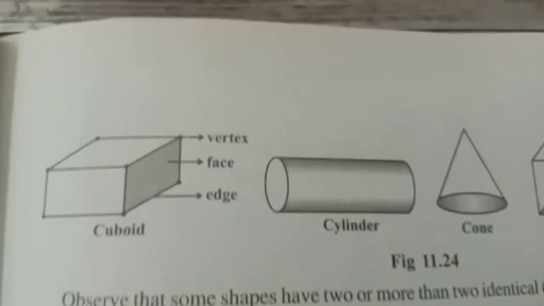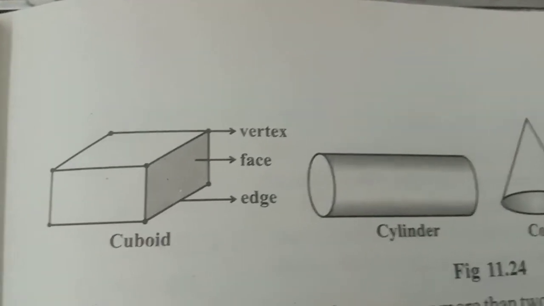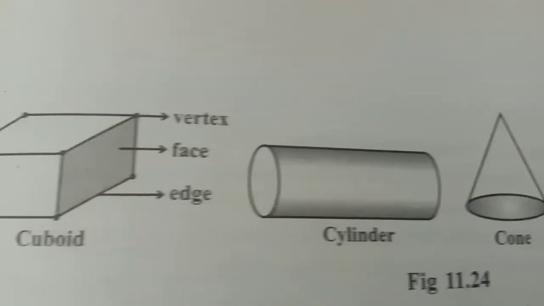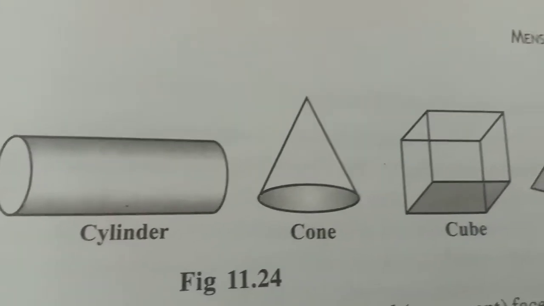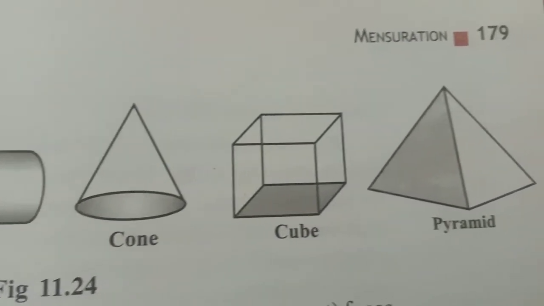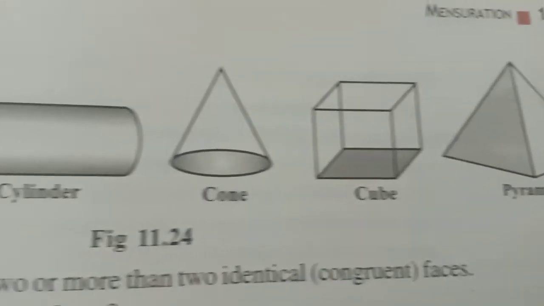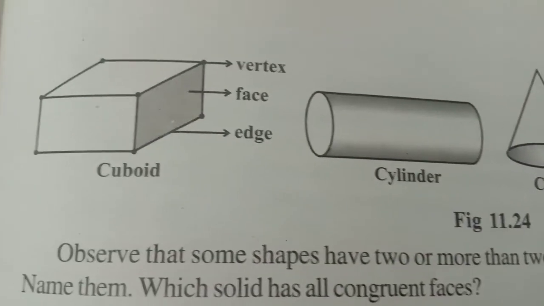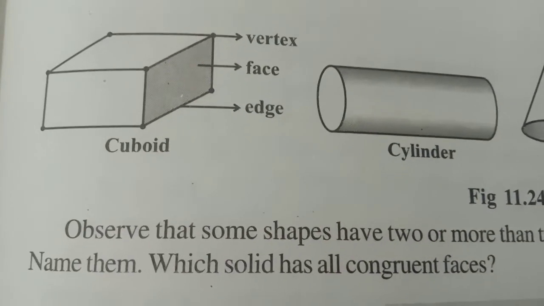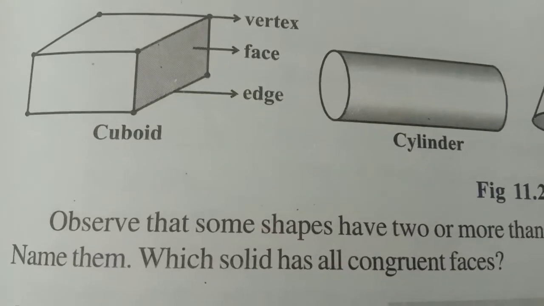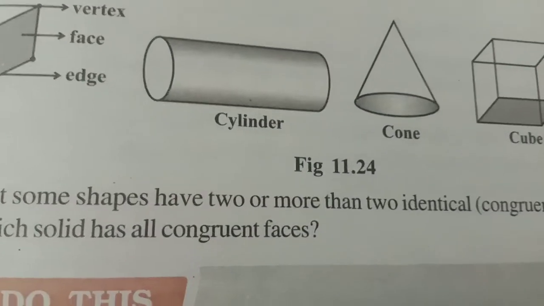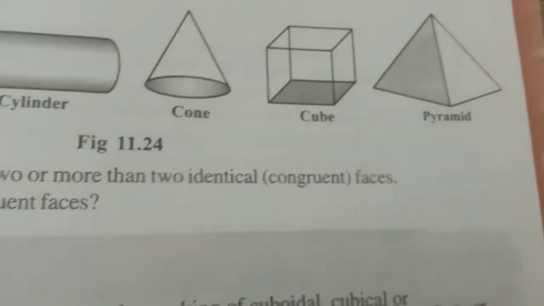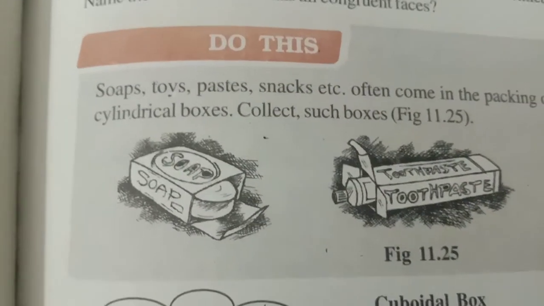Examples of solid shapes: you see here we have a cuboid, where you will find vertex, face and edge. A cylinder, a cone, and a cube. Then we have a pyramid. So these are some of the three-dimensional shapes, that is, solid shapes: cuboid, cube, cylinder, cone, sphere, hemisphere, pyramid and prism. You see here some examples are given.